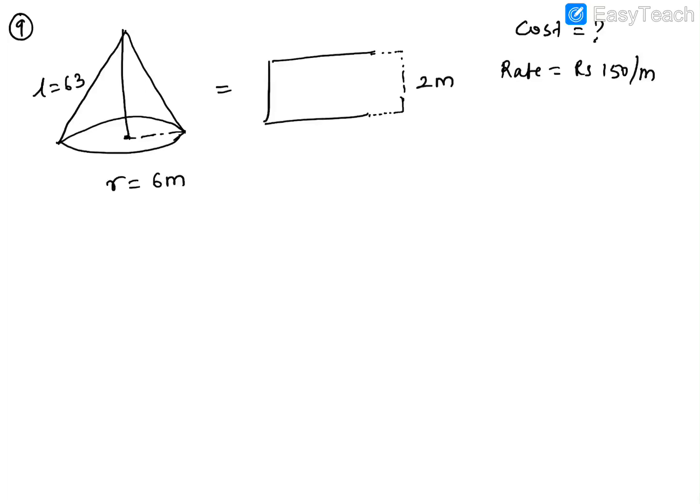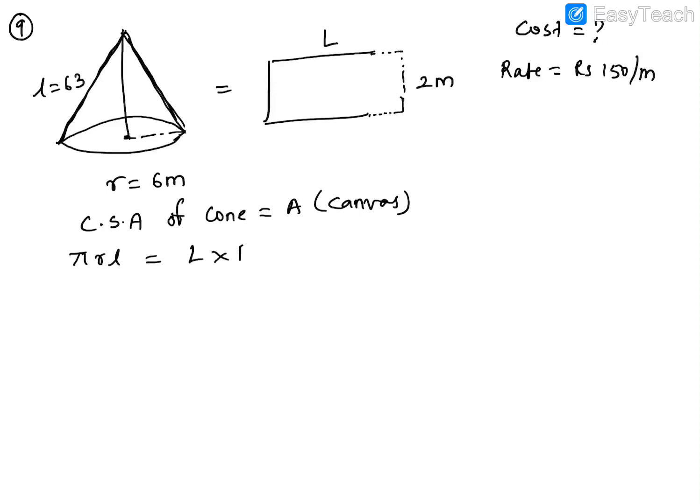Okay guys, now what we'll do first, basically the CSA. See where is the canvas used. So the curved surface area of this is made up of the canvas. So basically the curved surface area of cone is equal to the area of the canvas. Now what will be the curved surface area of a cone? That will be pi into R into L. What will be the area of the canvas that we need over here? That will be length into breadth.